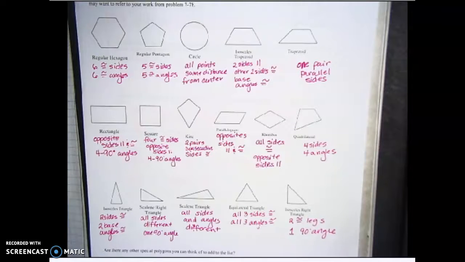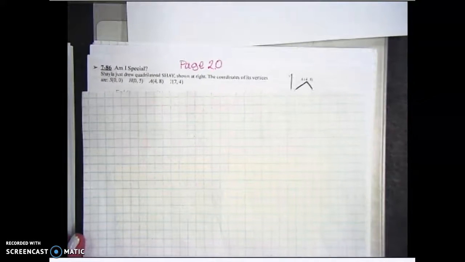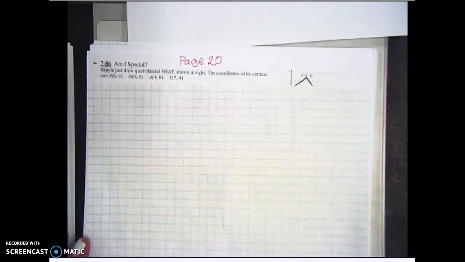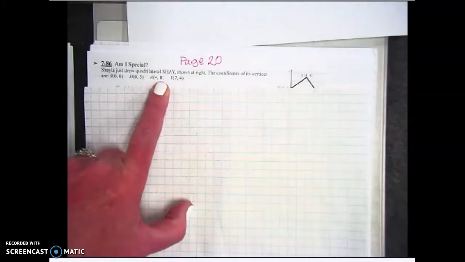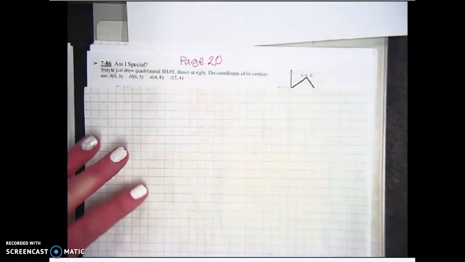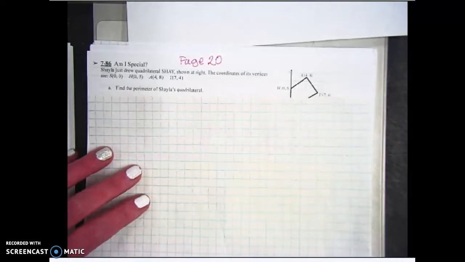Okay, so turn over to page 20 at the top, and question 86 says, am I special? Shayla just drew the quadrilateral and she named it after herself. How clever, S-H-A-Y. When you draw your own quadrilateral, you can do the same thing. The coordinates of its vertices are at 0, 0, 0, 5, 4, 8, and 7, 4. First thing they want you to do is find the perimeter.